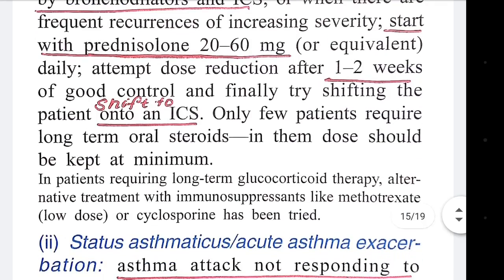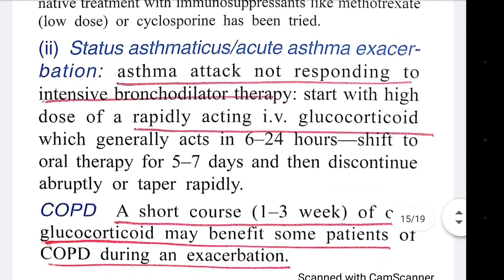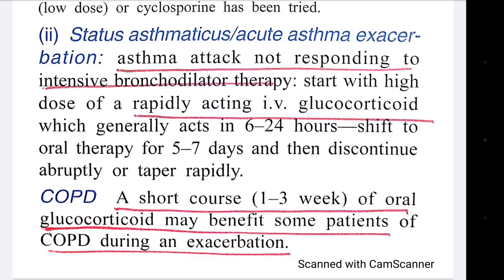The next is in case of asthma exacerbation, an asthma attack which does not respond to intensive bronchodilator therapy. We start with a high dose of rapidly acting intravenous glucocorticoids, after which we shift to oral therapy. And we discontinue it abruptly, or you just taper rapidly. Taper means you reduce little by little.